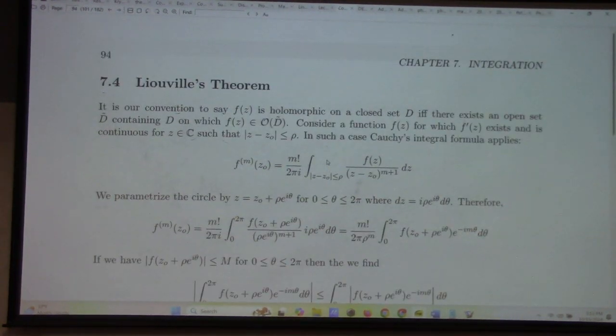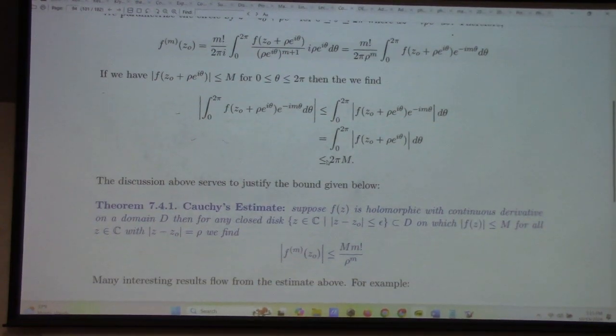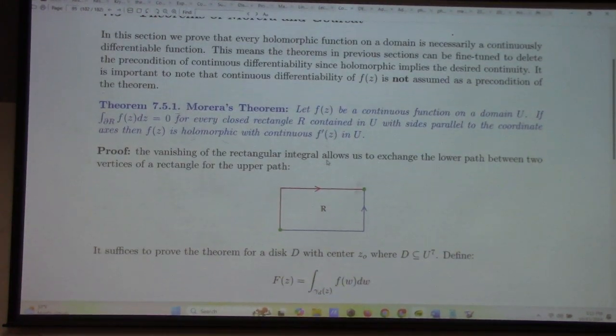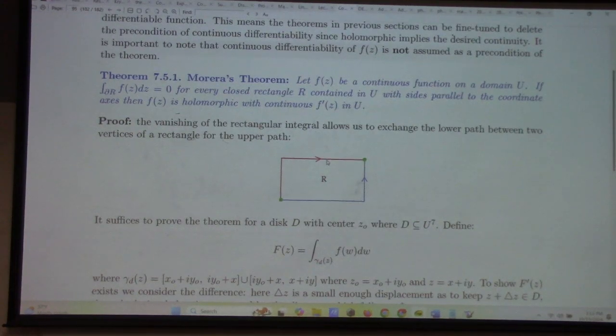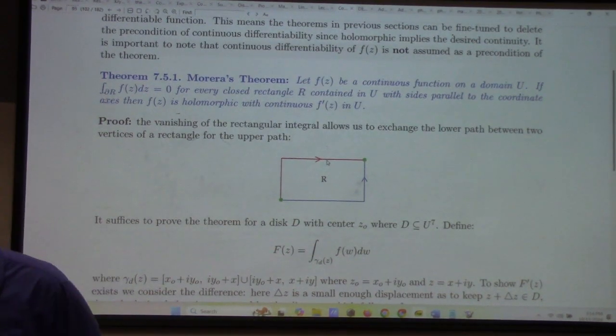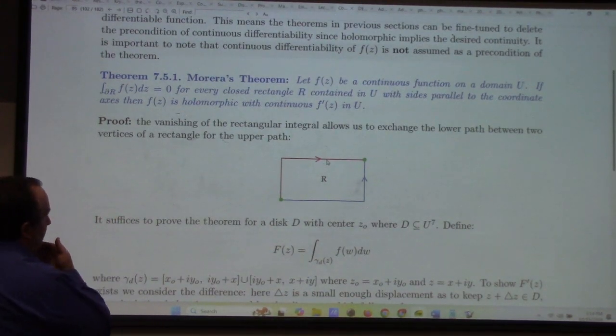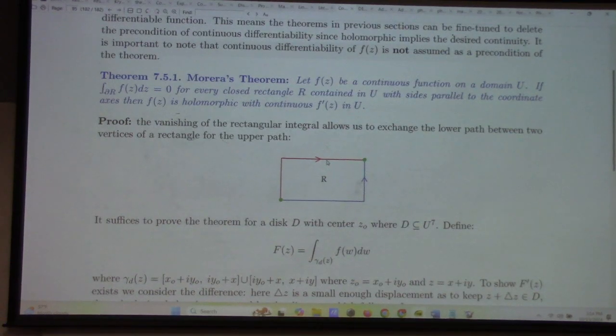So we'll come back to Leibniz's theorem next time, probably. I want to focus on these deeper theorems here, since this kind of fits together. So this is Morera's theorem. Morera's theorem says the following. It says f of z, a continuous function on a domain U, all right? Then if the integral around every closed rectangle contained in U, sides parallel to the coordinate axes, is 0, then f of z is holomorphic and we get continuity of the derivative.